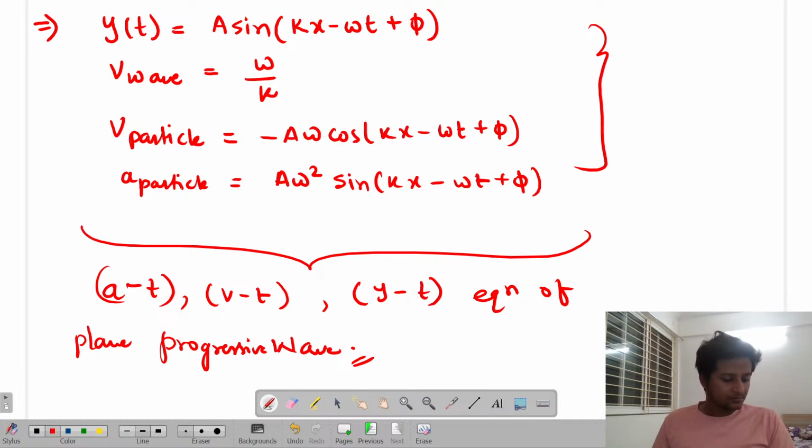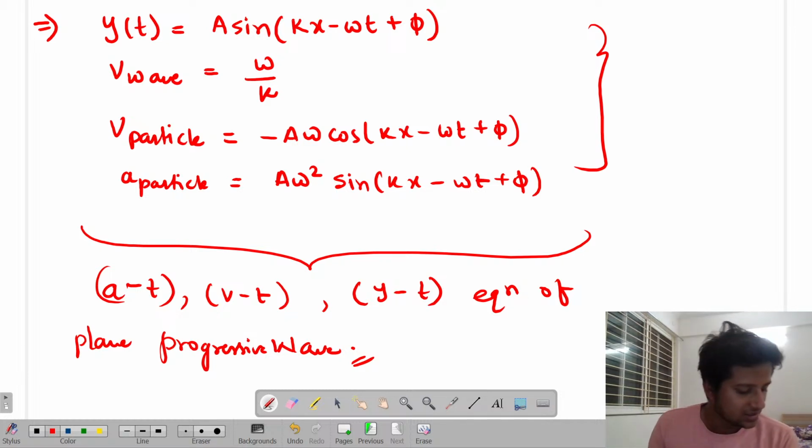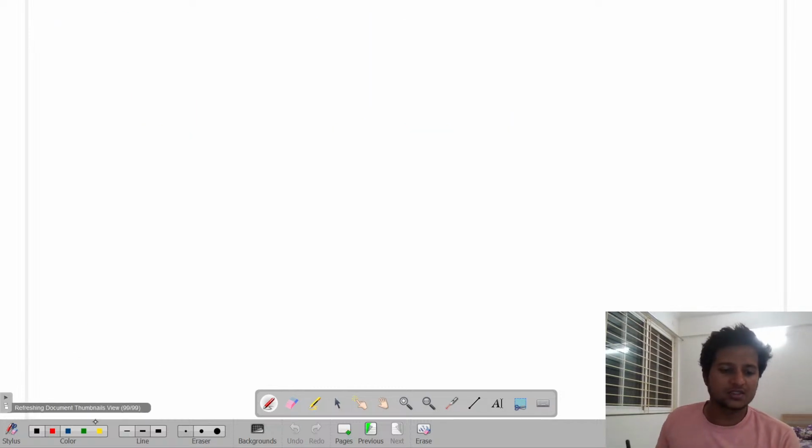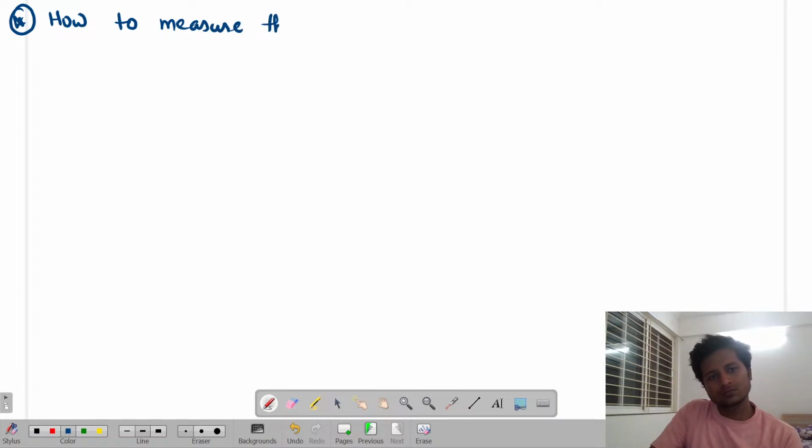So we got to know about so many things. Now we will have much more analogy, many more scenarios, and a much better understanding. Let us see how, and then we'll move ahead. Okay now. The first point is how to measure this phi, how to measure this initial phase difference, isn't it?